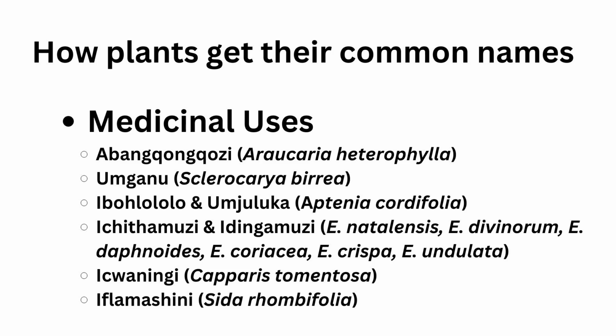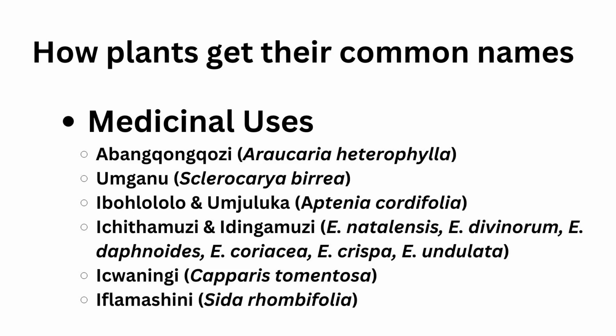You also have ibohlololo, or umjuluka. Ibohlololo is derived from the word ibohla, which means to calm or deflame, and this is because the plant is used as an anti-inflammatory, so it's used to reduce inflammation in the body. The plant is also called umjuluka, which is derived from the word juluka, which means to perspire or to sweat. So this plant is also used as an antiperspirant.